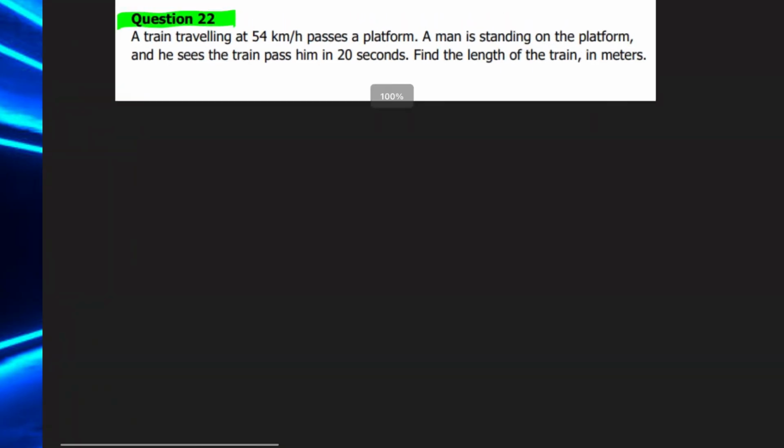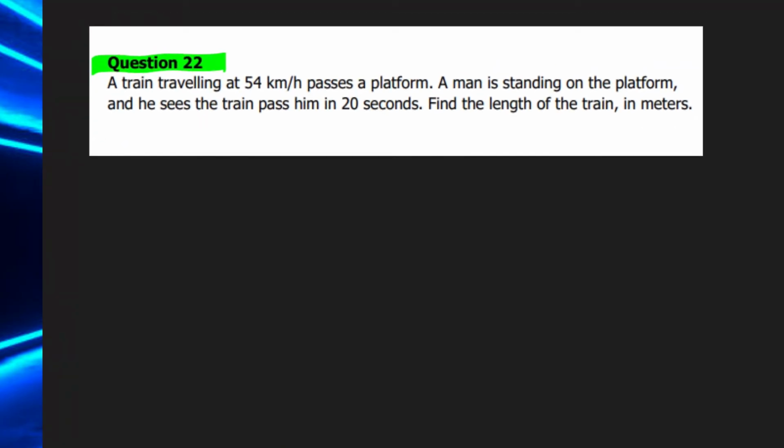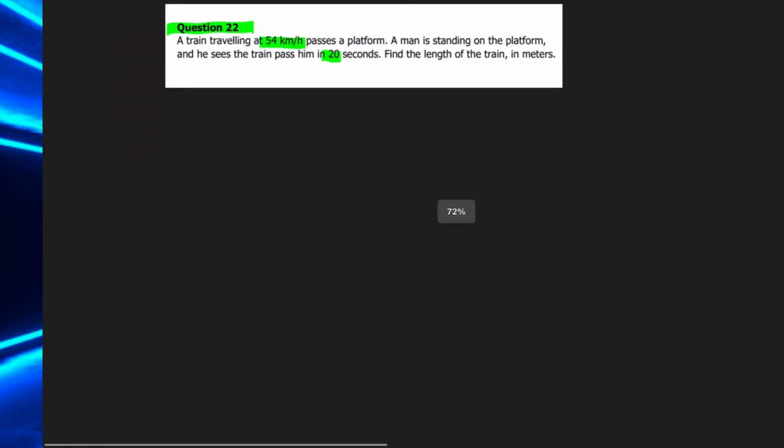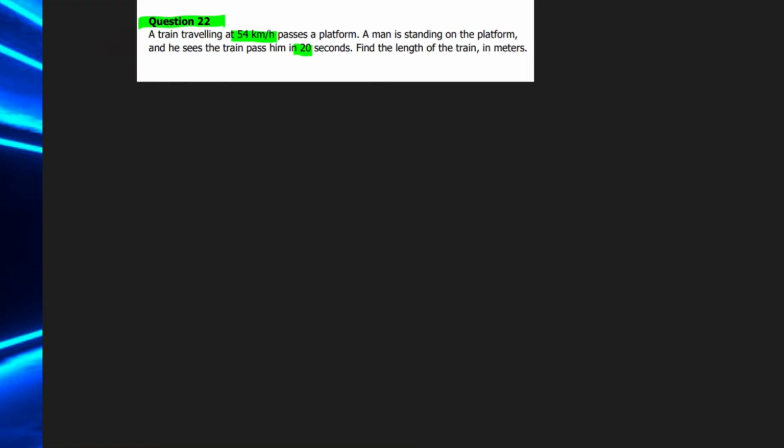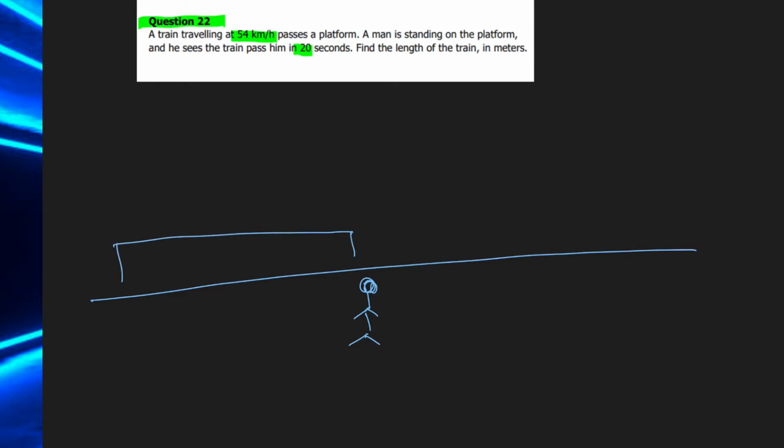We are on to question number 22 now. A train traveling at 54 kilometers per hour passes a platform. A man is standing on the platform and he sees the train pass him in 20 seconds. Find the length of the train. Now let's visualize this problem. So if this is the train track and this person is standing here. All right, the train starts from here.